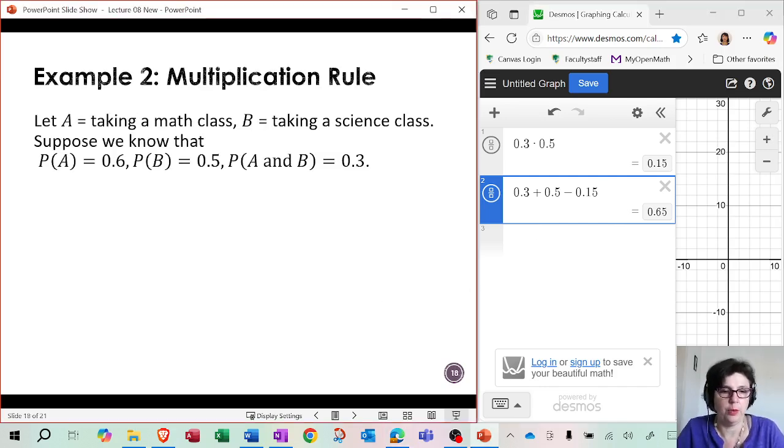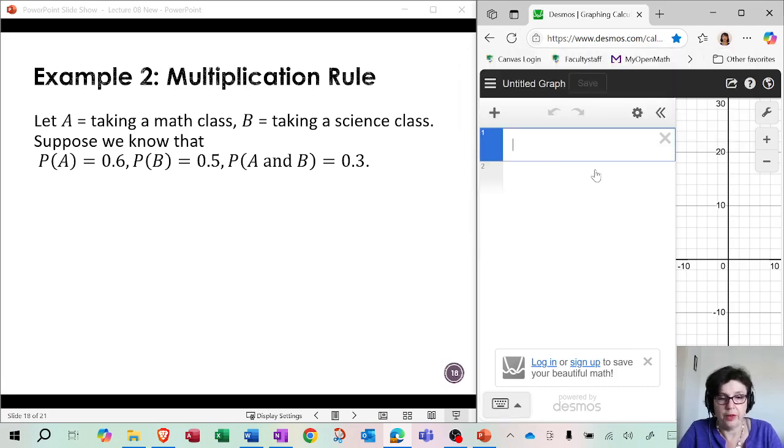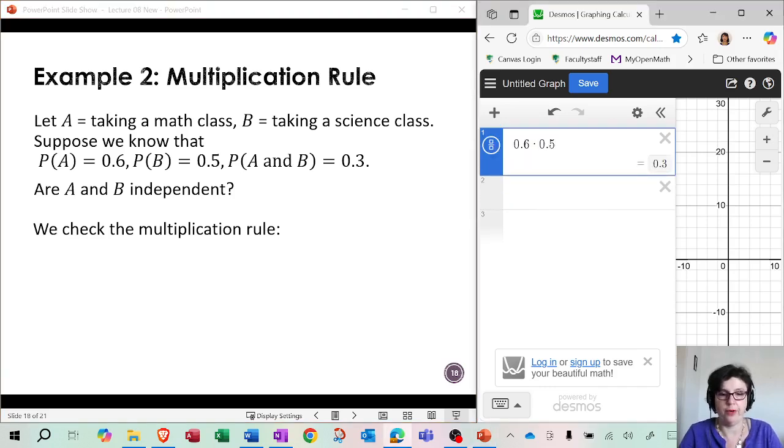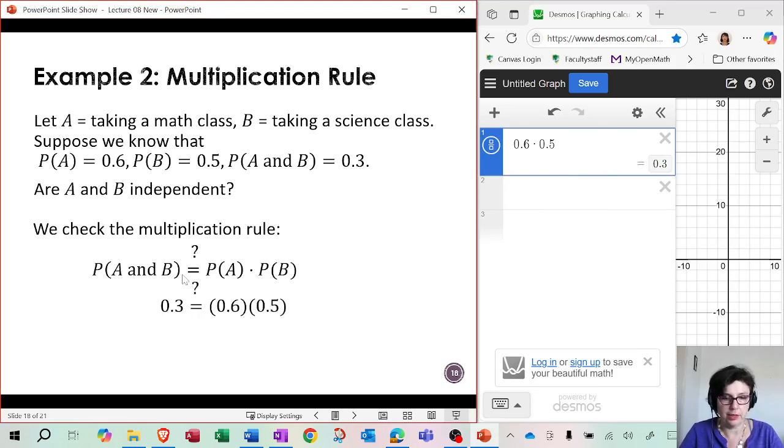For the second example, suppose that the probability of one event is 0.6, the probability of the other one is 0.5, and the probability of both is 0.3. Are they independent? A here is the chance that somebody has taken a math class, B is that somebody has taken a science class. We need to check the condition for independence. If I multiply P of A times P of B, that should give me the overlap. So if I multiply 0.6 by 0.5, do I get 0.3? Yes. And that means the events are independent.